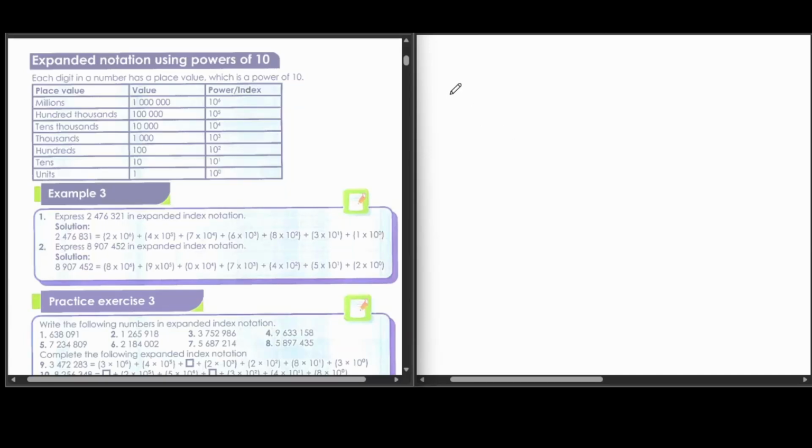Let us now look at expanded notation using powers of 10. Today we are learning about expanded notation using powers of 10.